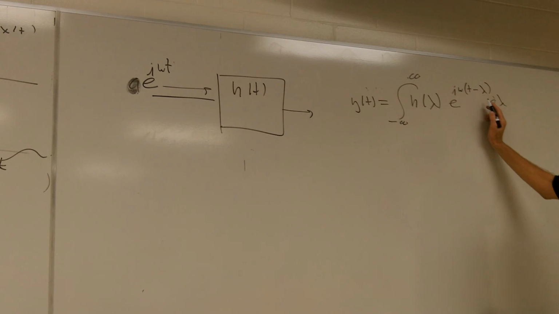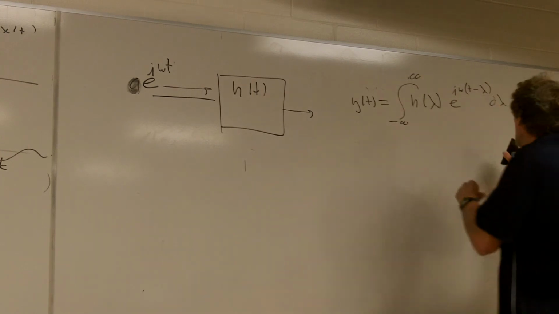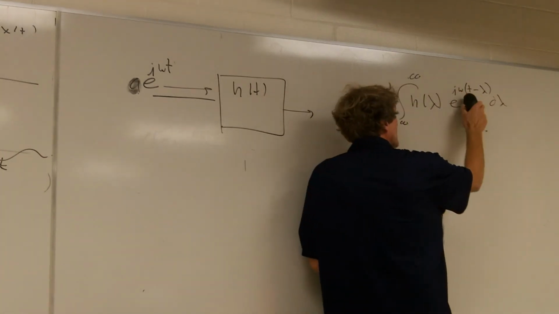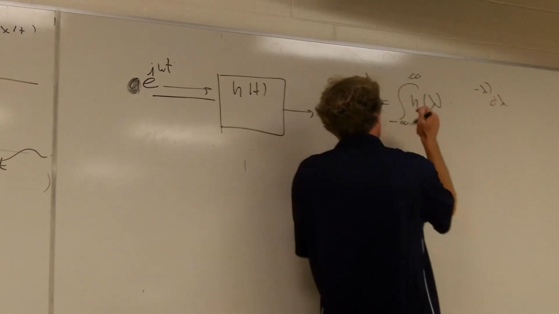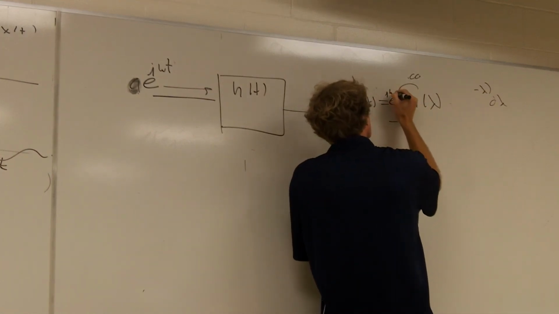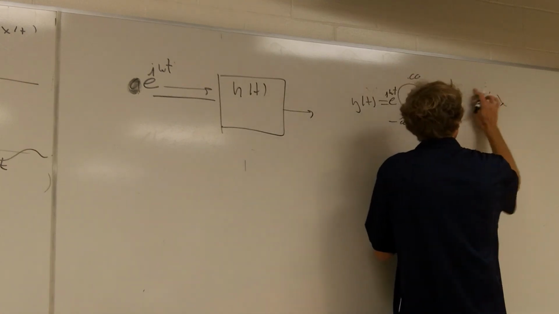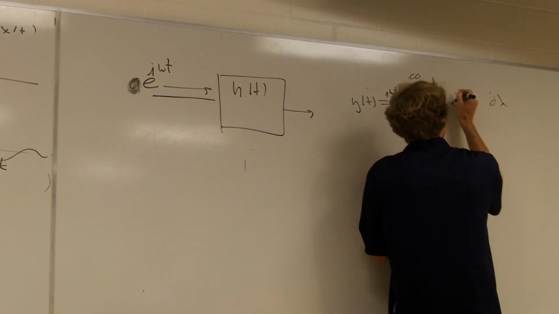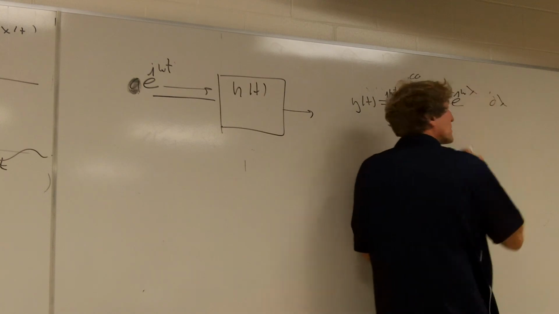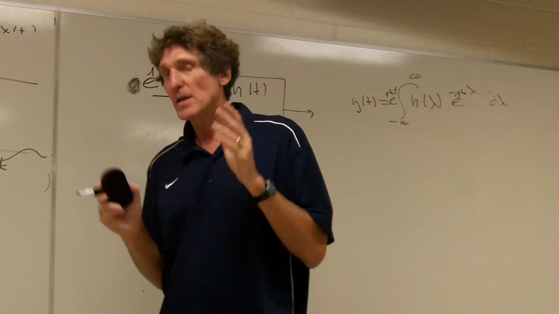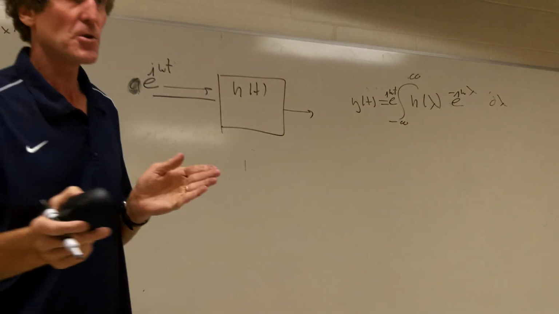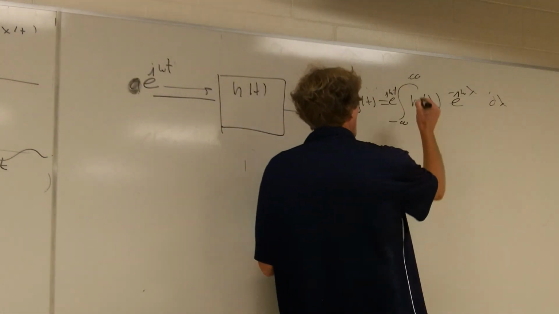Now watch, and don't do anything here. Can't I take this e to the j omega t out in front? Right here? Do you agree? And can't I just make this, where that exponential was, e to the minus j omega lambda right there. Now take a careful look at that. Something should go off in your head. What is this?